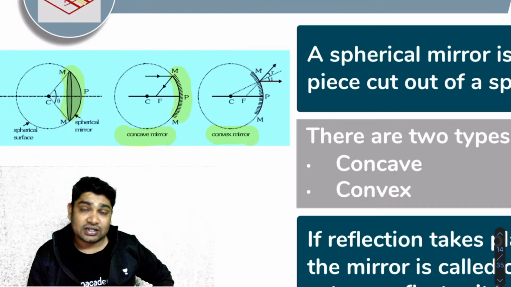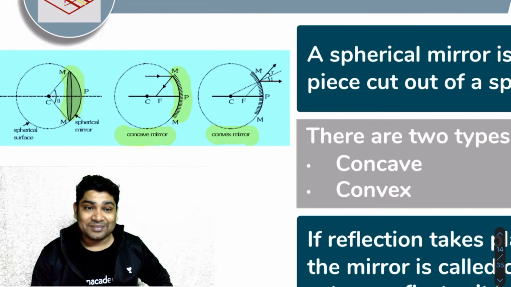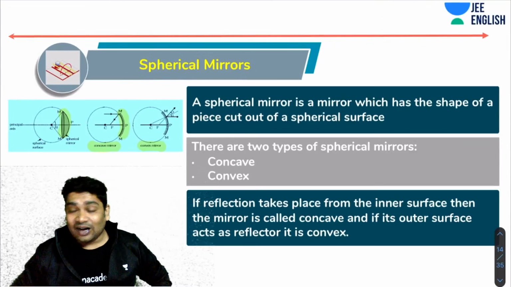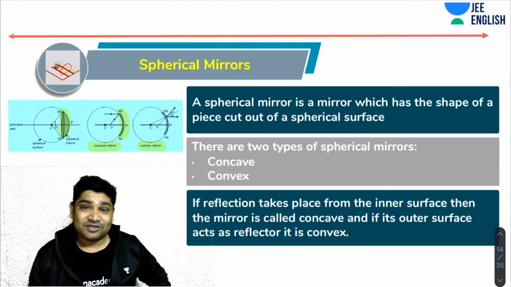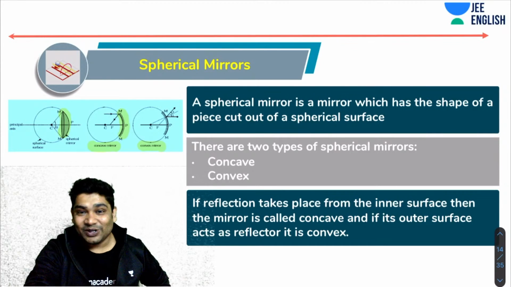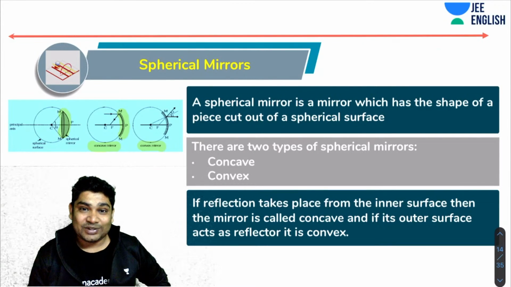If the reflections are happening from the outer surface, then such a spherical mirror is called a convex mirror. Okay. Now, as I said, there are two types of spherical mirrors, concave and convex. You already know a lot of basics. I'm sure you have studied this in class 10th, but still consider this a quick revision, and then we'll be learning some new things also this year.